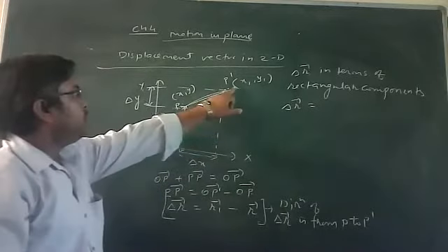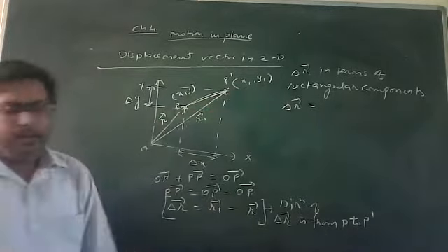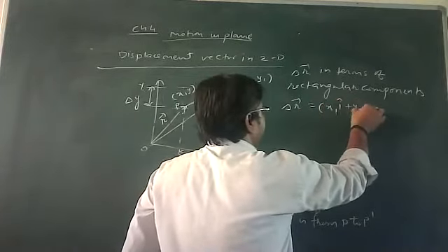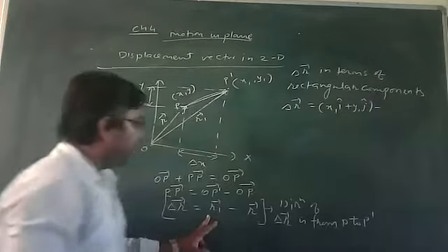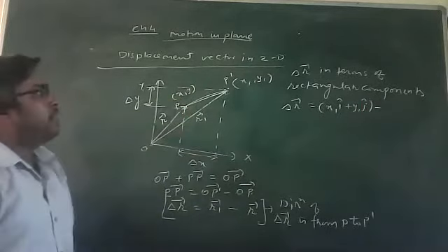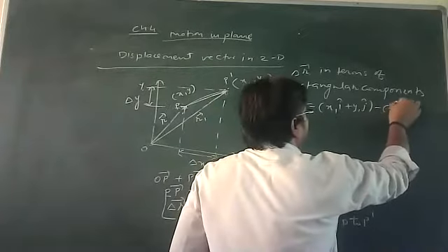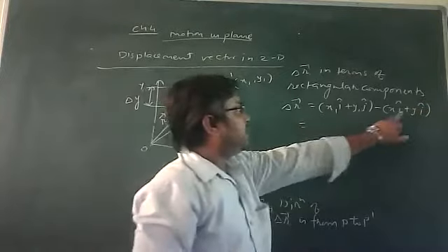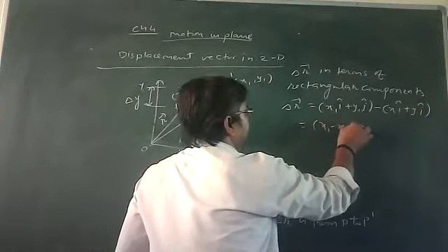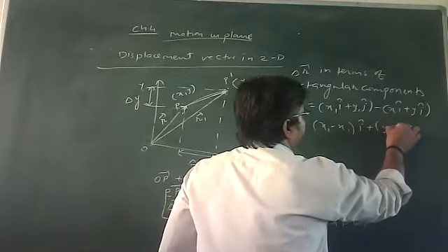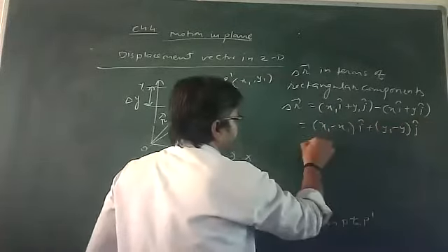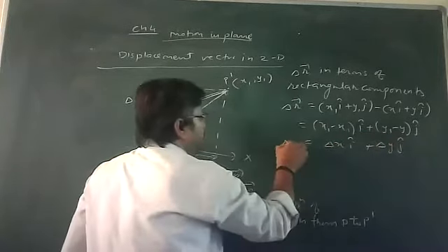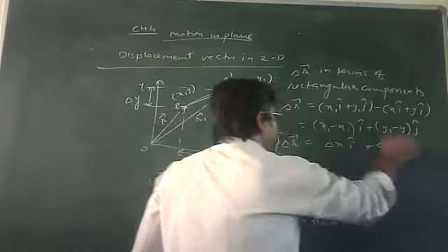So R1 vector has two components, x1 and y1. I will write it here. What are the components of R1 vector? It is x1 i cap plus y1 j cap. These are the components of R1 vector minus R vector. Components of R vector are x i cap plus y j cap. That means I can write x1 minus x i cap, by shuffling of terminology, plus y1 minus y j cap. This can be written as delta x i cap plus delta y j cap, and this is your displacement vector in rectangular component.